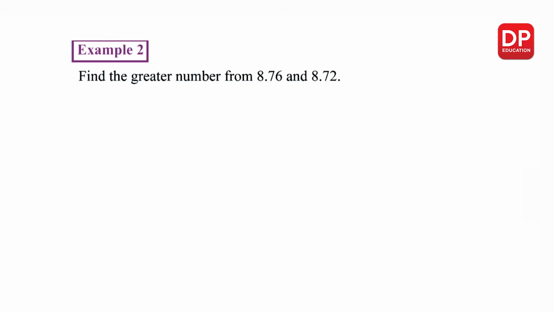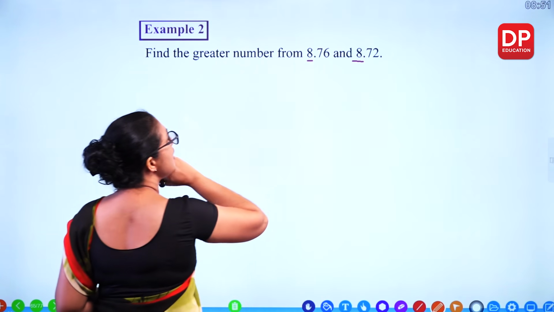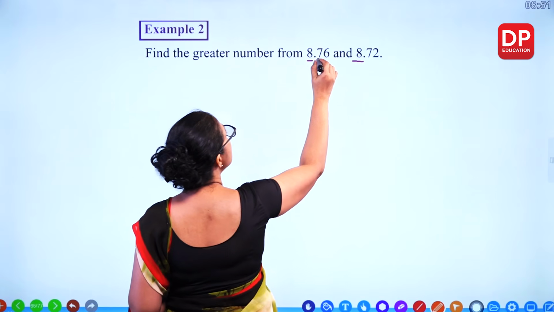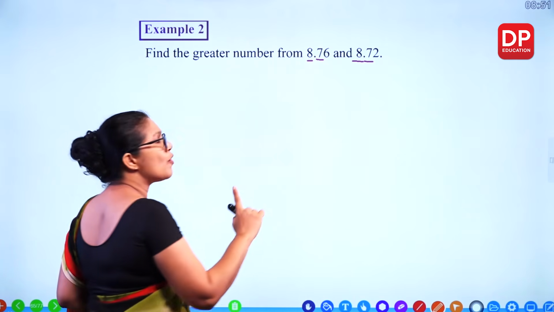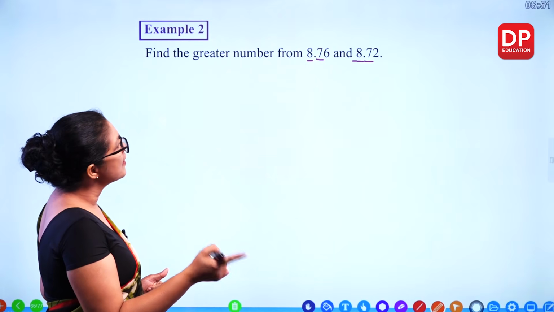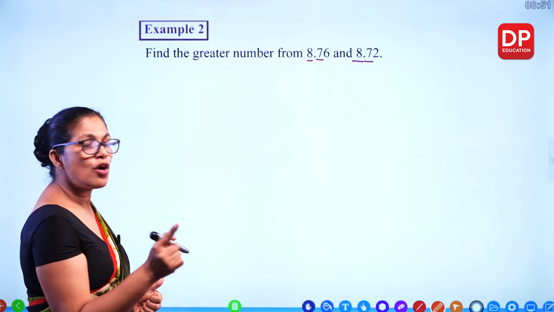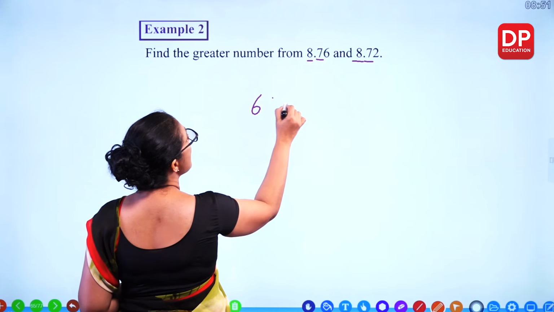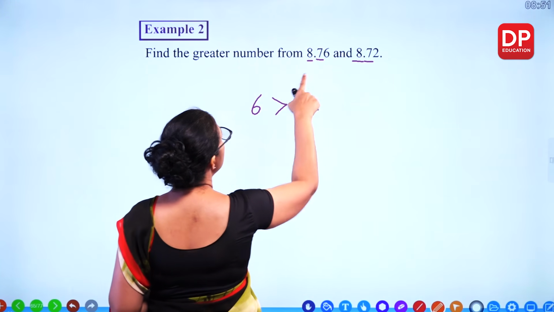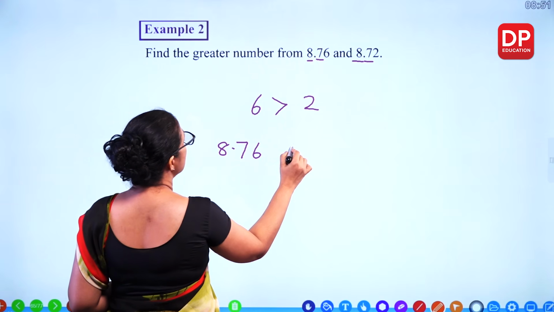Example number 2. Find the greater number from 8.76 and 8.72. First digit, ones place, same. Second digit also the same. Then what you do, you look at the next place, hundreds place. 6 and 2. So which number is larger, 6 or 2? So 6 is larger than 2. So that means 8.76 is the greater number.